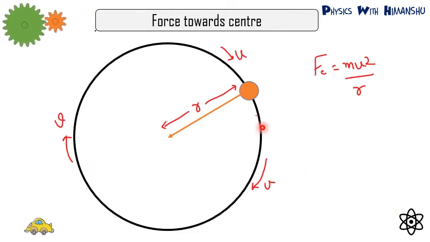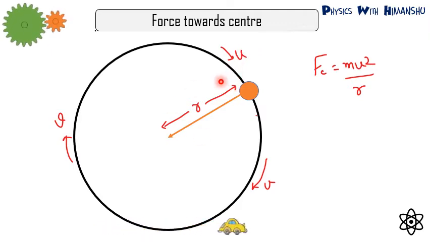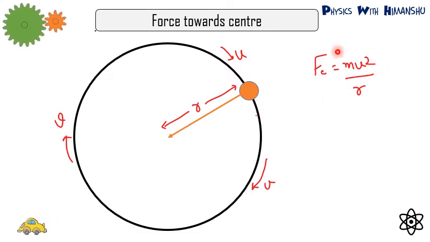And if a mass m is moving with velocity v in a circle of radius r, then the force required to continue this circular motion should be equal to mv square by r. This is also called centripetal force, and the direction of this force is towards center. So for circular motion to exist, the resultant force should be towards center and its value should be mv square by r. And in case of magnetism, this force is provided by magnetic force.